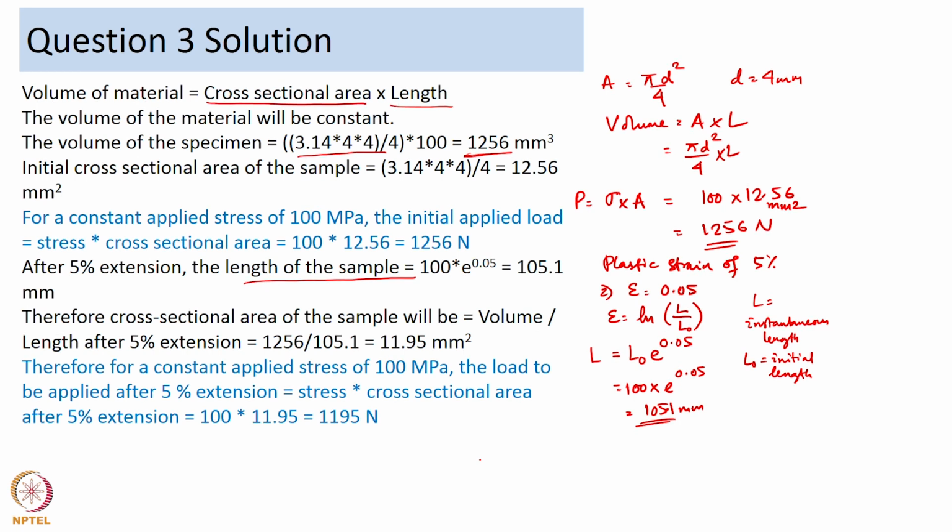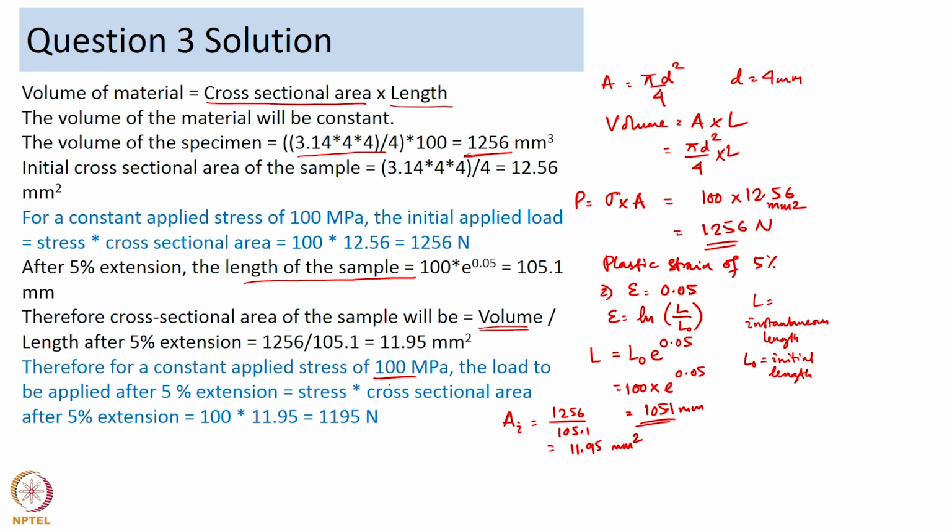So, when the material has extended in length, at that point what will be the cross sectional area of the sample? By considering constant volume conditions, the cross sectional area will be the volume divided by the length after 5% extension. So, that is going to be 1256 divided by 105.1. So, the cross sectional area A_i corresponding to instantaneous length of 105.1 will be 11.95 millimeter square.